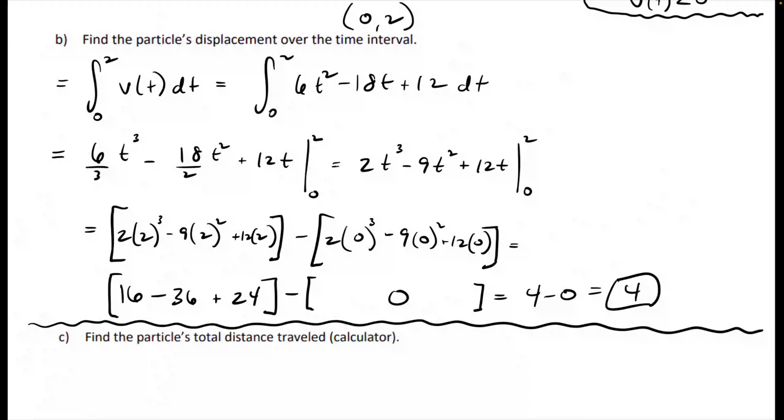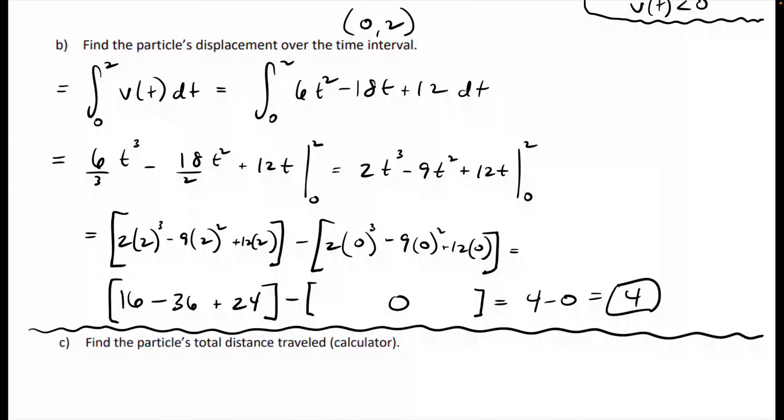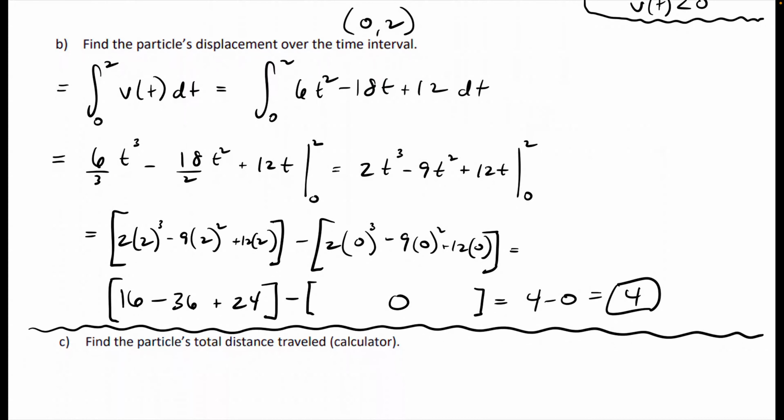On C, I'll teach you how to do it on the calculator. I wanted to do B because you've done that before. On C, I'll show you on the calculator. So that means displacement is 4. 4 steps. 4 doesn't give us any measurement or time or anything, so just 4 something.